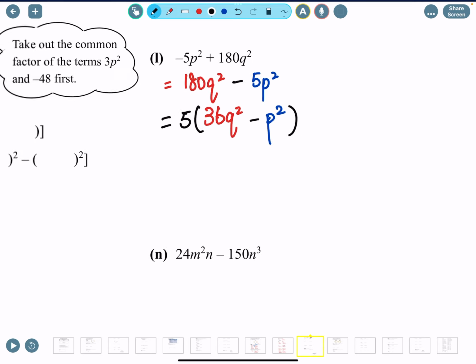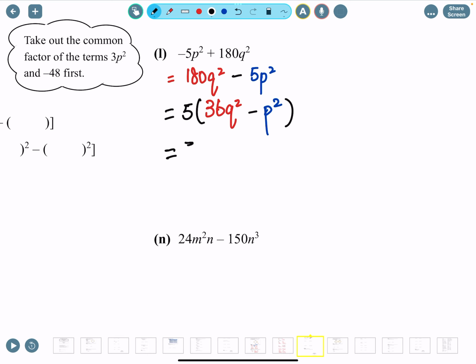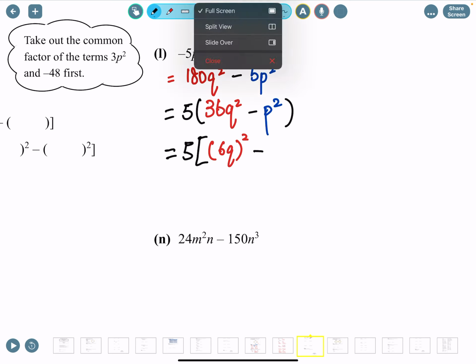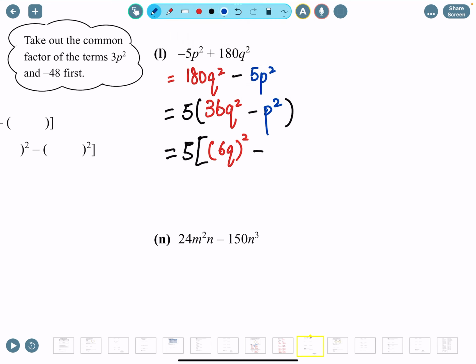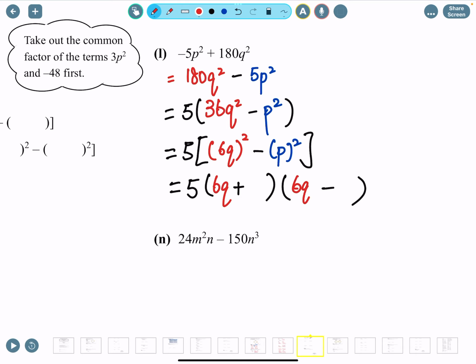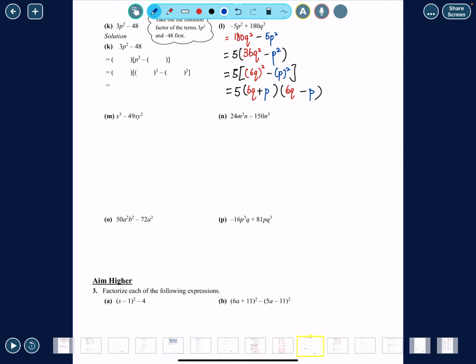So you realize 36 is 6 squared. From our dictation today, you should be really good at this now. So I'm going to change it to 6q with a square, minus p squared, which is just p squared. Big bracket. We have 5 outside because we factorized it. Inside is going to be plus, minus, and then 6q, 6q, p, and p. And that's it.